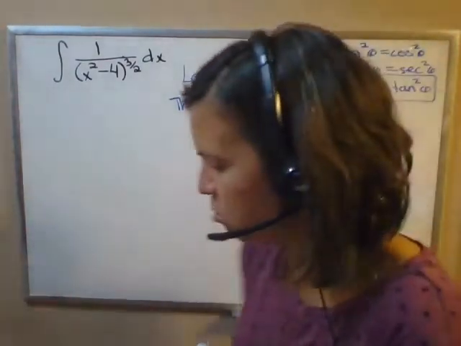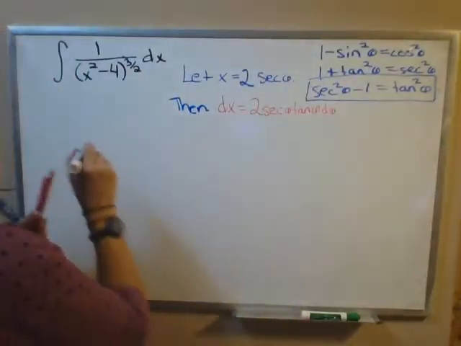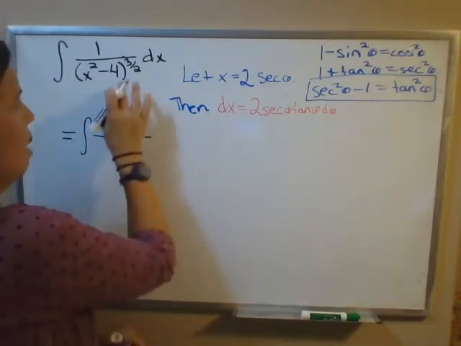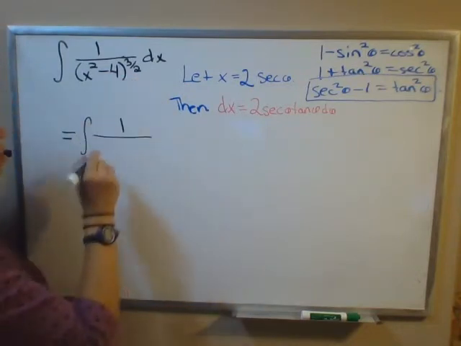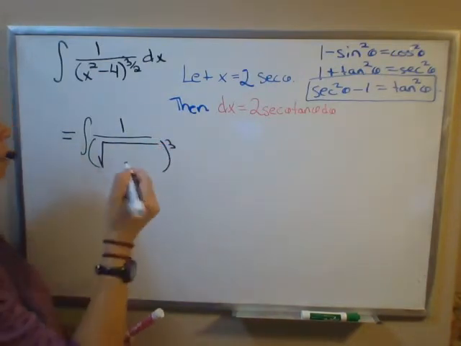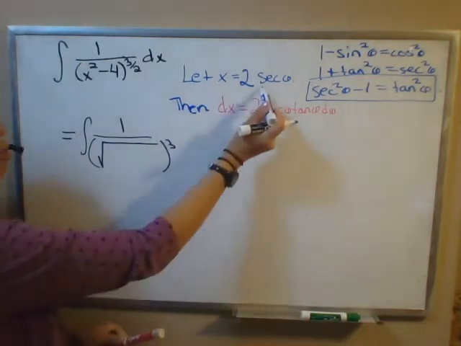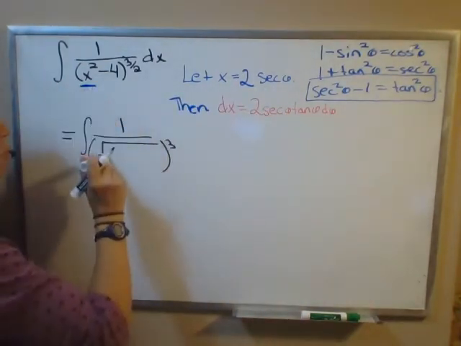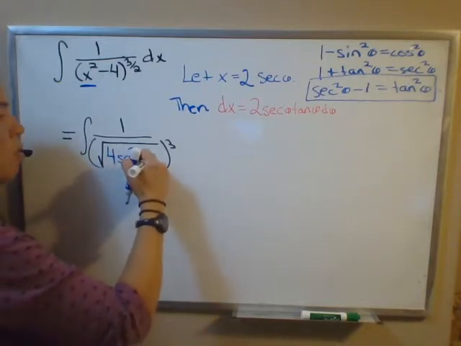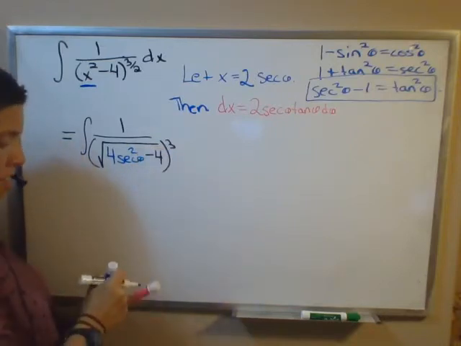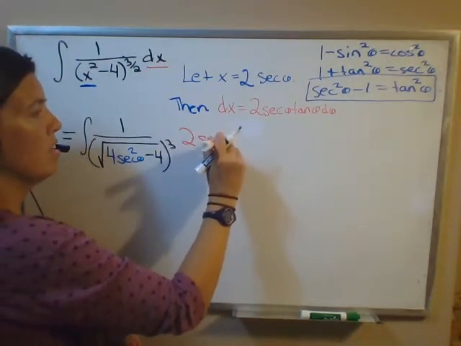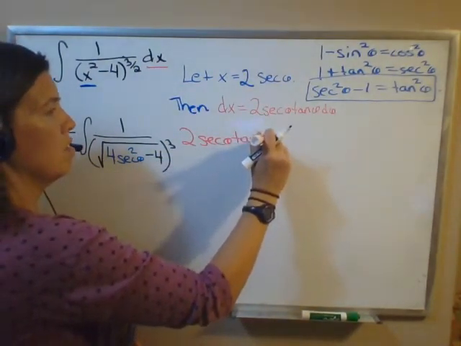And now I'm going to make that replacement inside this integral. So that turns this integral into 1 over, I'll go ahead and write this 3/2 power as the square root cubed. So square root cubed of x squared. So x is 2 secant theta. So x squared would be 4 secant squared theta minus 4, times dx, which is 2 secant theta tangent theta d theta.